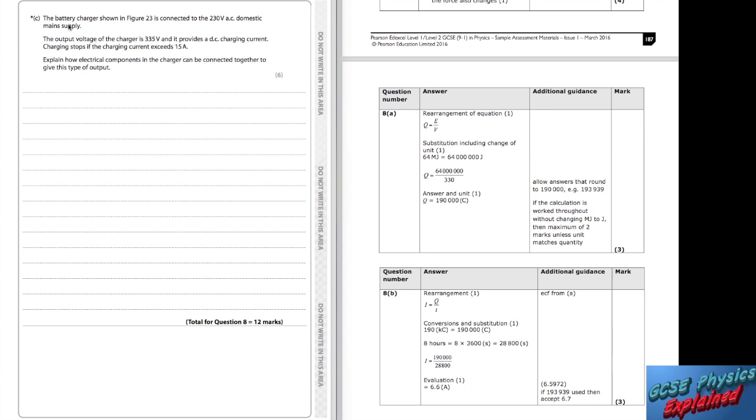Part C. The battery charger shown in figure 23 is connected to the 230 volts AC domestic mains supply. The output voltage of the charger is 335 volts and it provides a DC charging current. Charging stops if the charging current exceeds 15 amps. Explain how electrical components in the charger can be connected together to give this type of output.